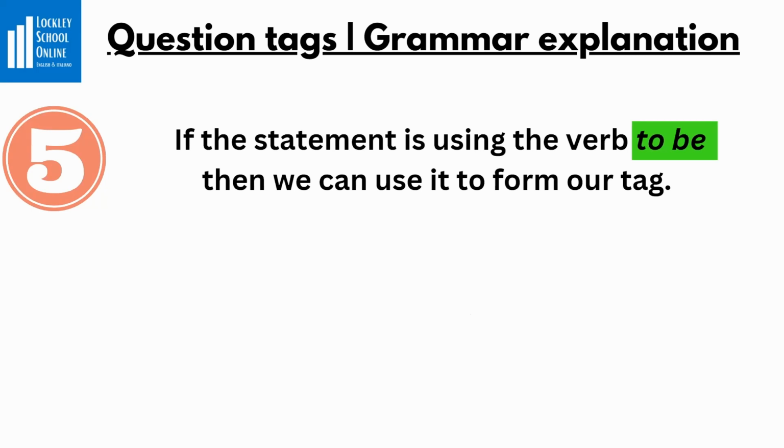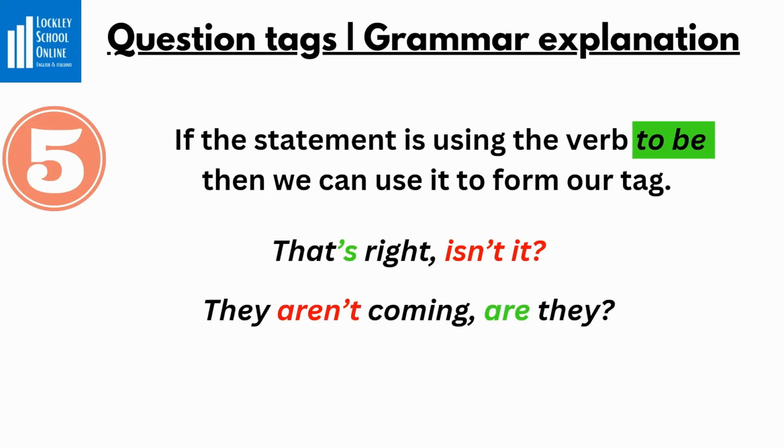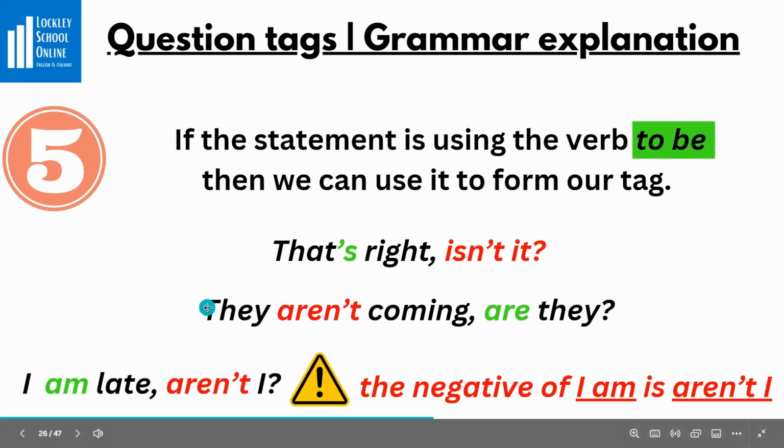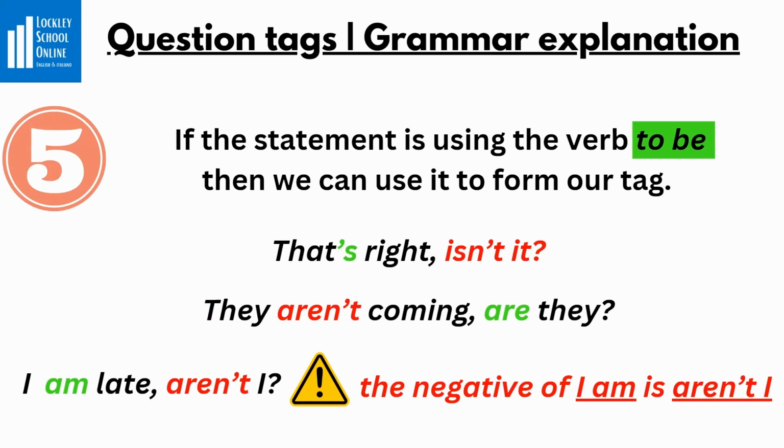If the statement is using the verb to be, then we can use it to form our tag. For example, that's right, isn't it? They aren't coming, are they? I am late, aren't I? Notice that the I am takes the negative aren't I. So I am, aren't I?